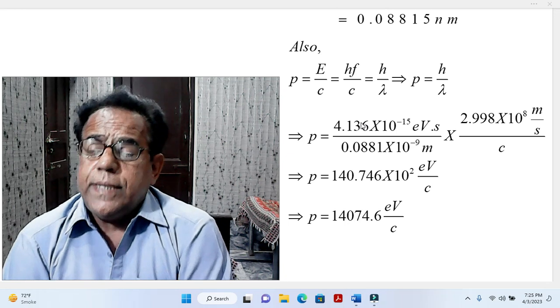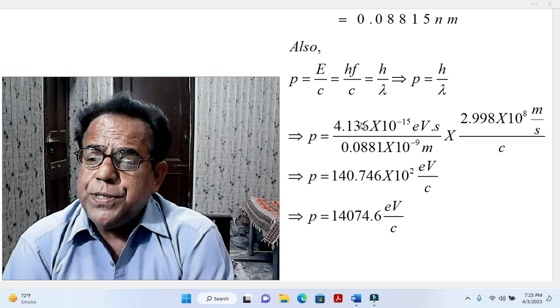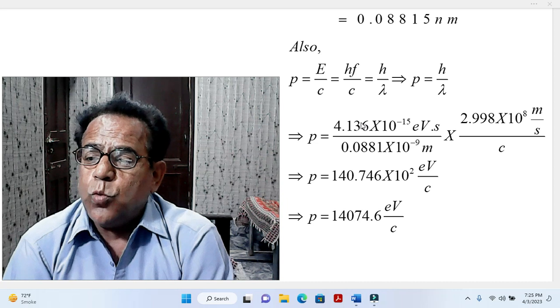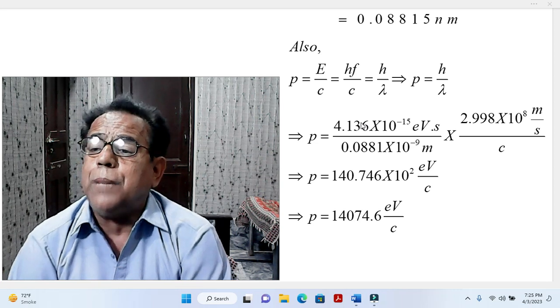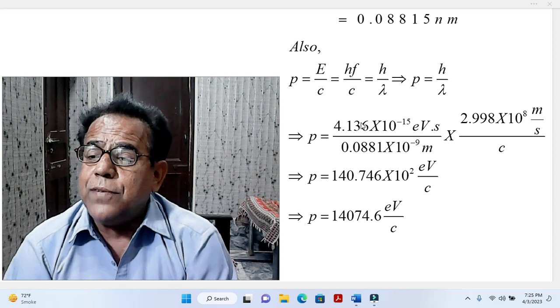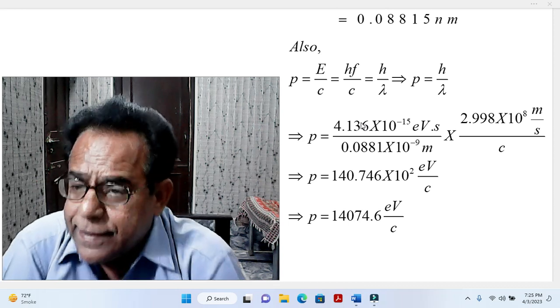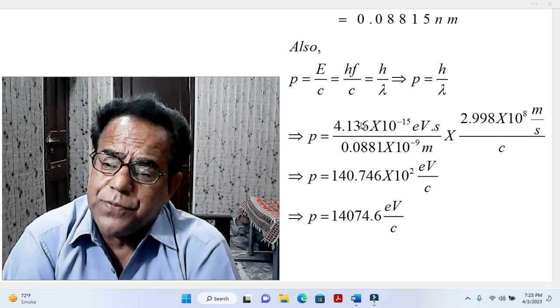Dear students, here 10 to power minus 9 will be shifted to the numerator and it will become 10 to power plus 9. Okay, 10 to power plus 9 and 10 to power plus 8 will become 10 to power plus 17. On one side there is 10 to power plus 17 and on the other side there is 10 to power minus 15.